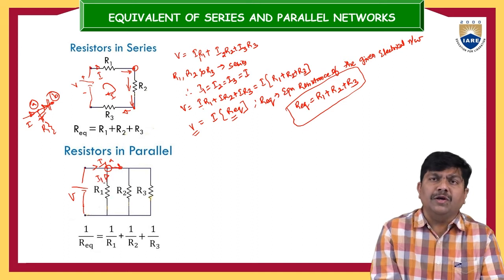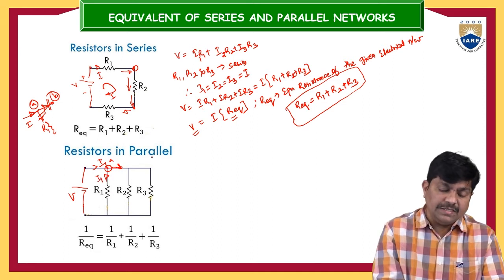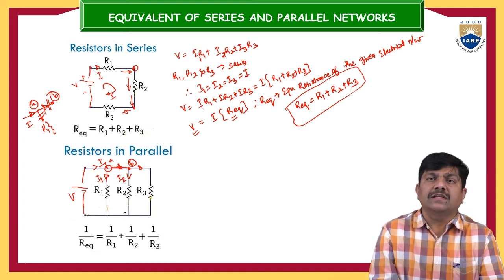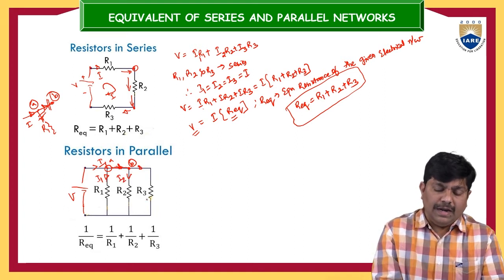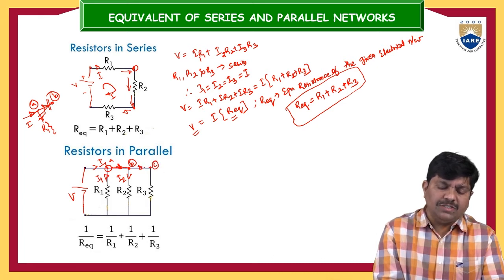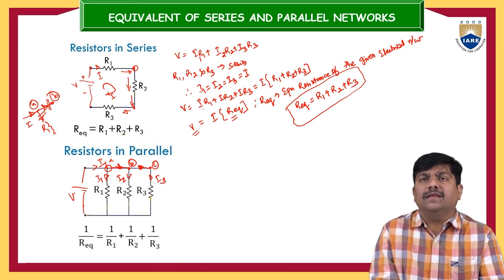The current entering the R1 resistor is I1. Similarly, whenever this current approaches node B, it is again divided into two different branches. The current entering the R2 resistor is I2, and for the remaining one, let it be node C, the same current coming from node B will flow into R3. That current is I3.